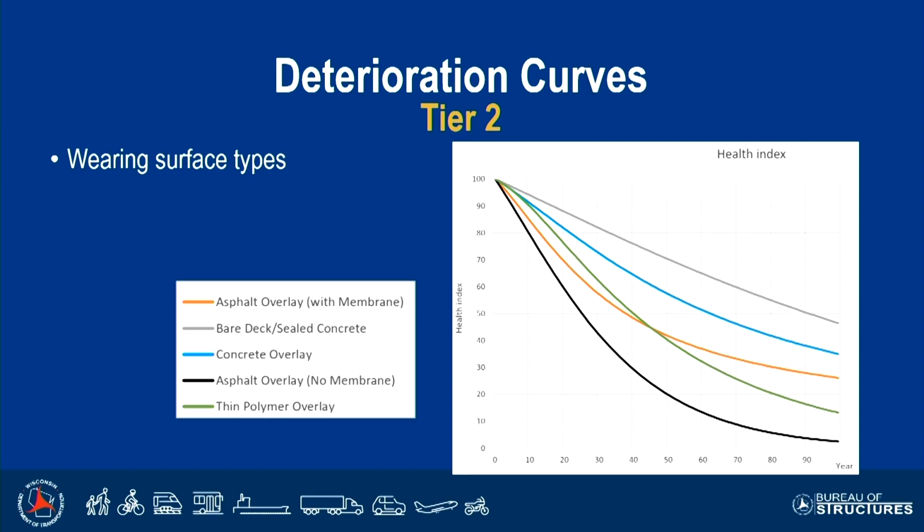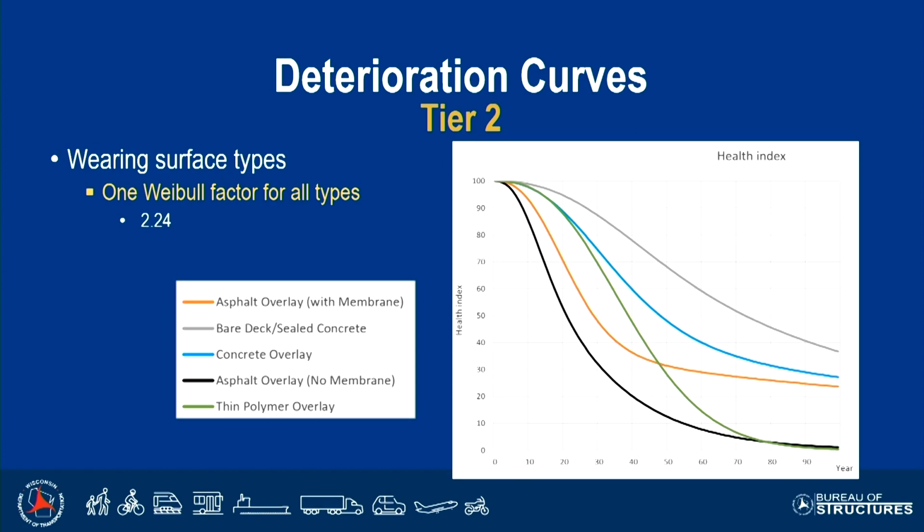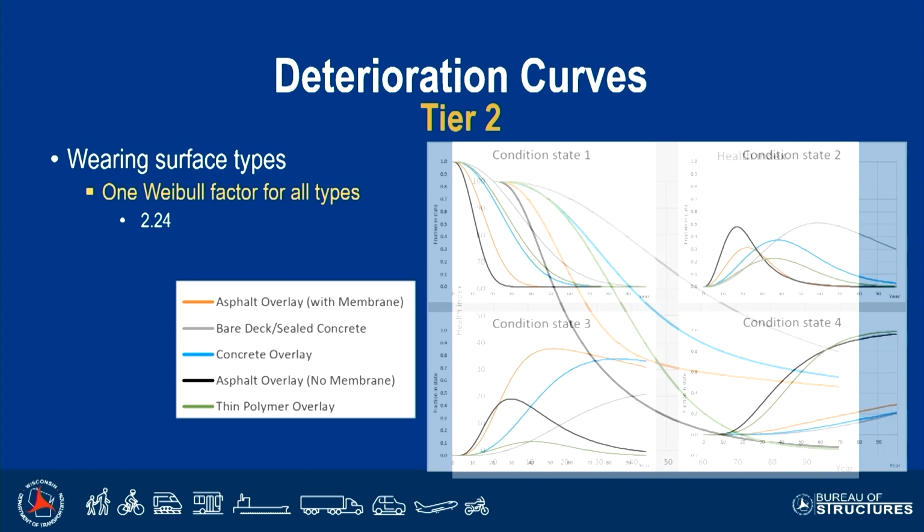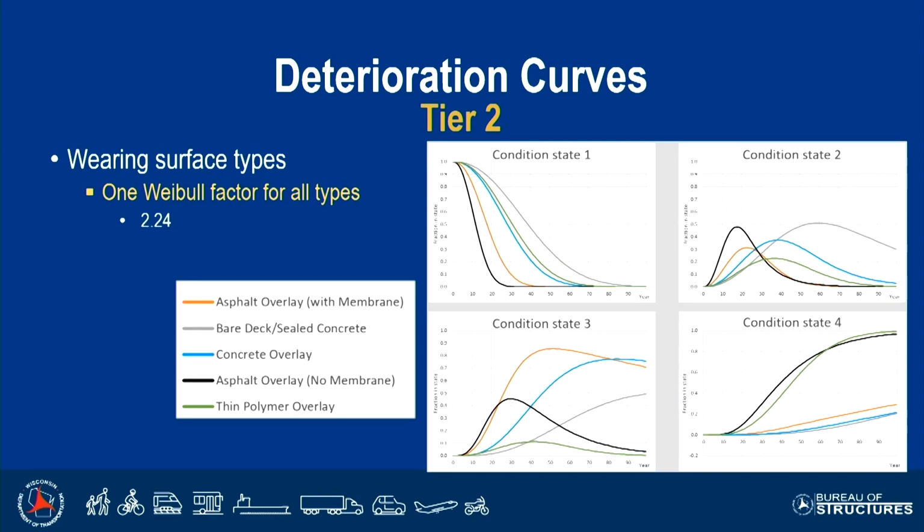So from that, we could actually create deterioration curves for the wearing surface itself, which is just the top of the deck. Here's the straight Markov model, and that's with the Weibull factor of 2.2 applied. And then we can break it out and look at condition in each condition state over time as well.